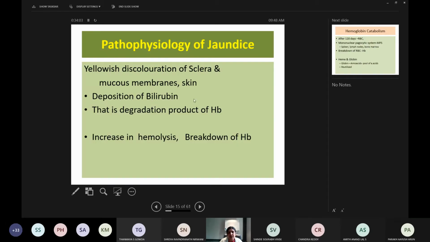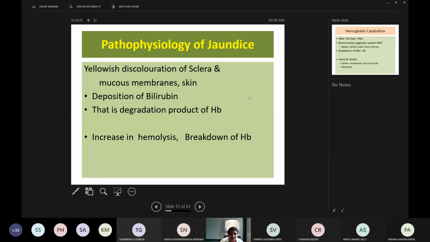Now we will quickly see the pathophysiology of jaundice. Jaundice is defined as yellowish discoloration of the sclera, mucous membrane and skin. Can anyone tell me, I think all of you are now awake, why the yellowish discoloration occurs? What is the cause for it? It is seen first in the sclera, first it appears in the sclera in the whole body. Can anyone tell me the reason?